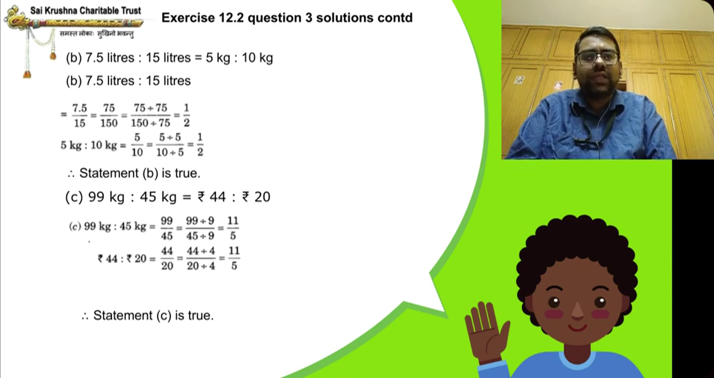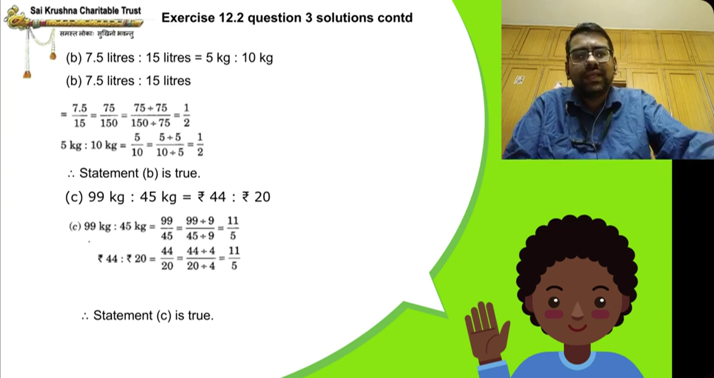Then take 44 is to 20. 44 is to 20 can be written in fraction as 44 by 20. So for 44 by 20, we will divide both numerator and denominator by 4. Why 4? Because 4 is the HCF of 44 and 20. We'll get 11 by 5. Statement C is true.